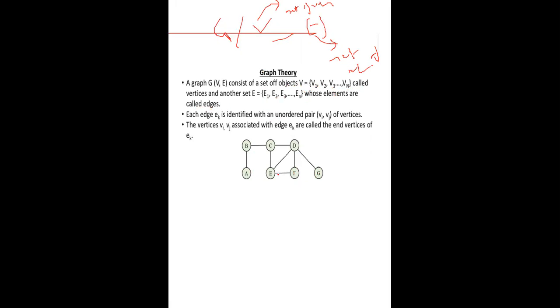For example, in this case, A, B, C, D, E, F, G are the vertices, and the edges are AB is an edge, BC is an edge, and so on. These are the edges, and these are simply the vertices. Each edge Ek, whichever edge it is, is identified with either an unordered pair or an ordered pair.